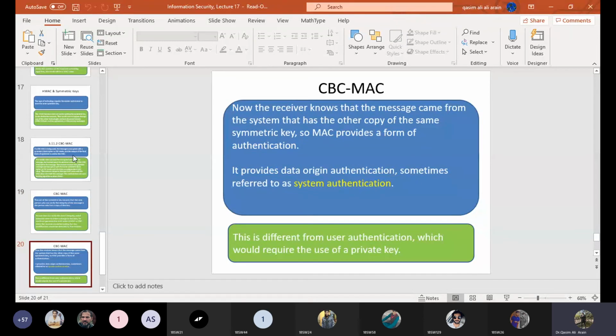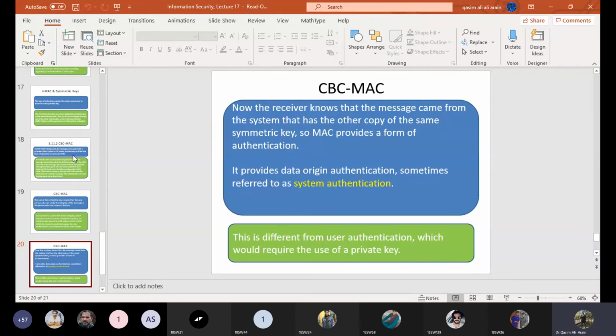So now the receiver knows that the message came from the system that has the other copy of the same symmetric key. So MAC provides a form of authentication. It provides data origin authentication, sometimes referred to as system authentication. This is different from user authentication, which would require the use of a private key.